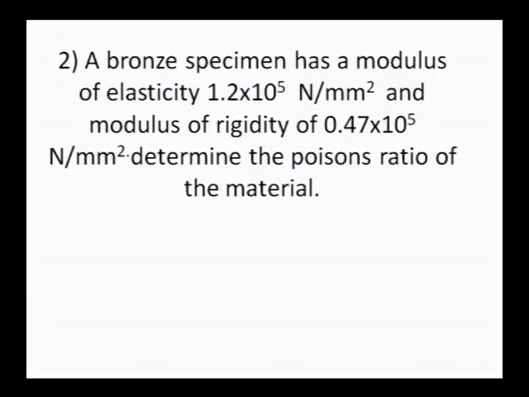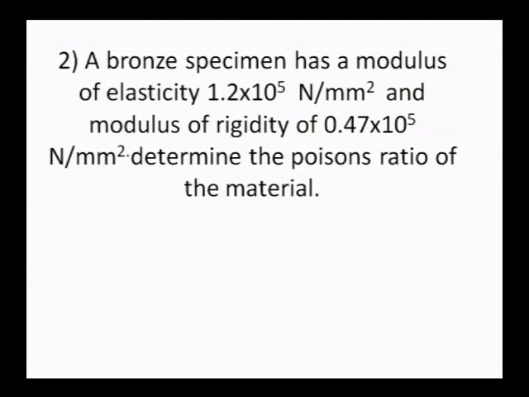This is totally on elastic constants. You are given a bronze specimen with a modulus of elasticity 1.2 into 10 to the power of 5 Newton per millimeter square, and the modulus of rigidity as 0.47 into 10 to the power of 5 Newton per millimeter square, and determine the Poisson's ratio of the material.